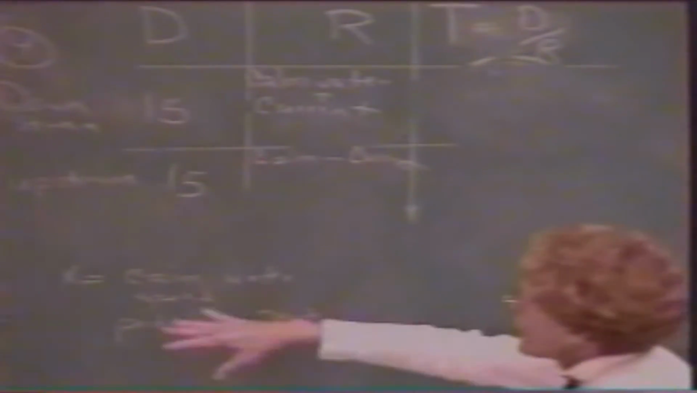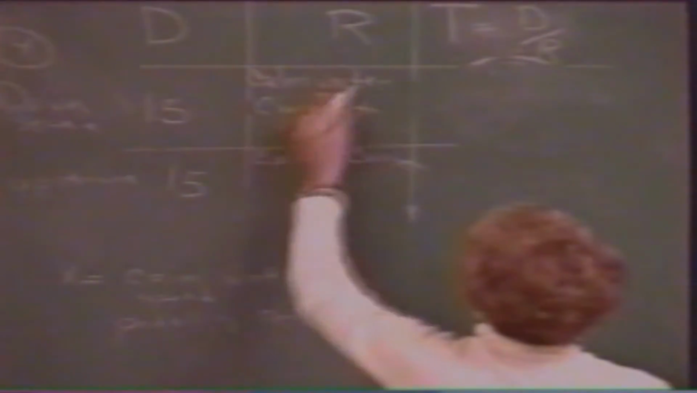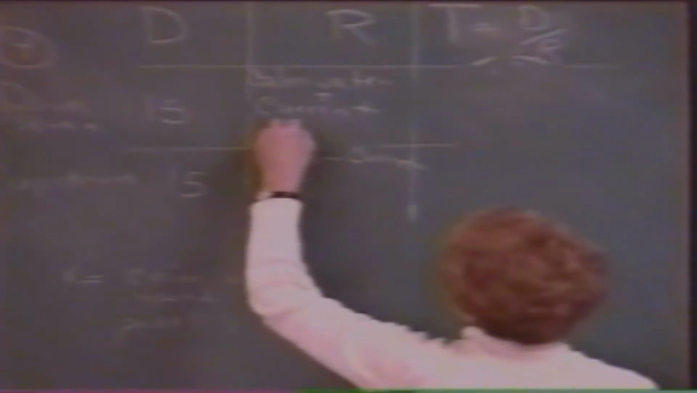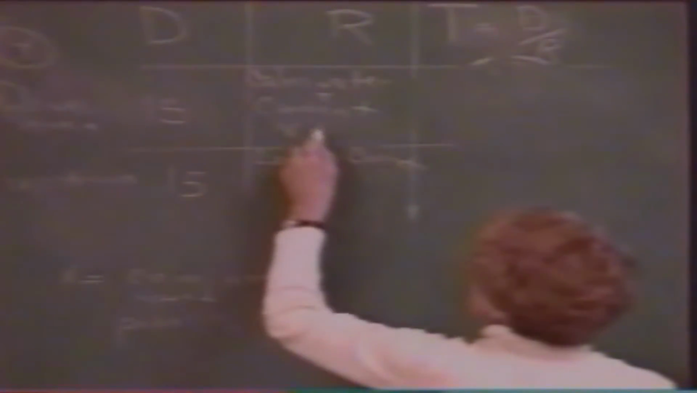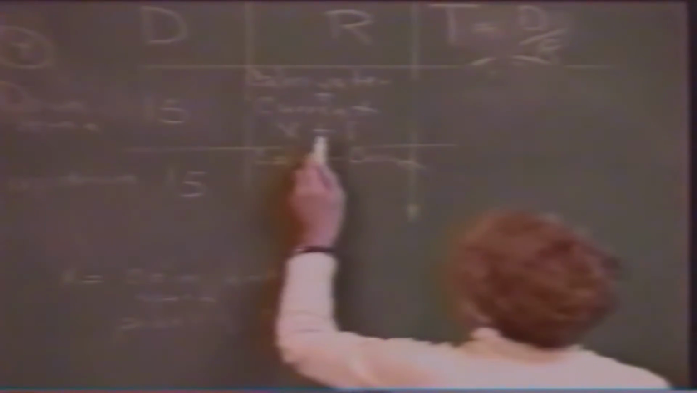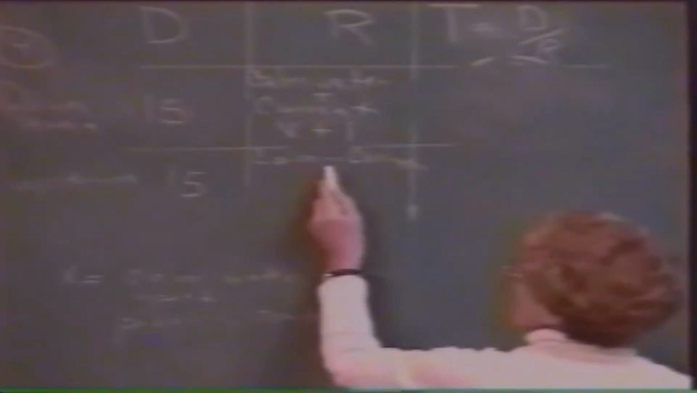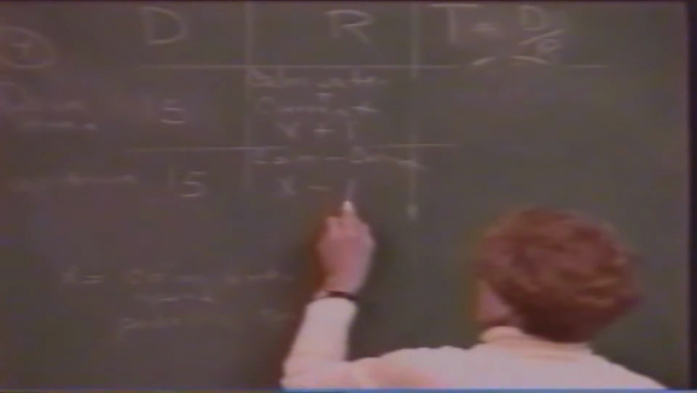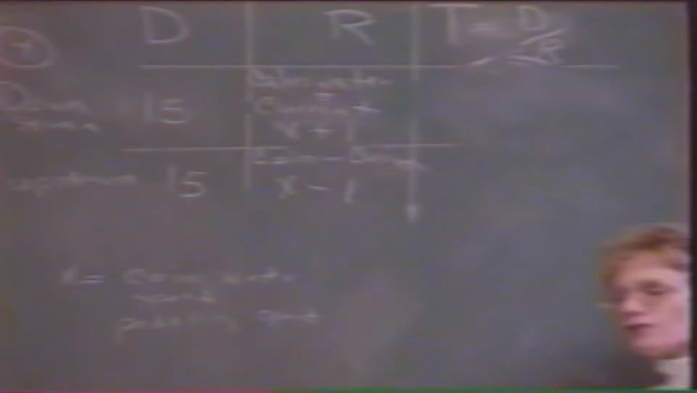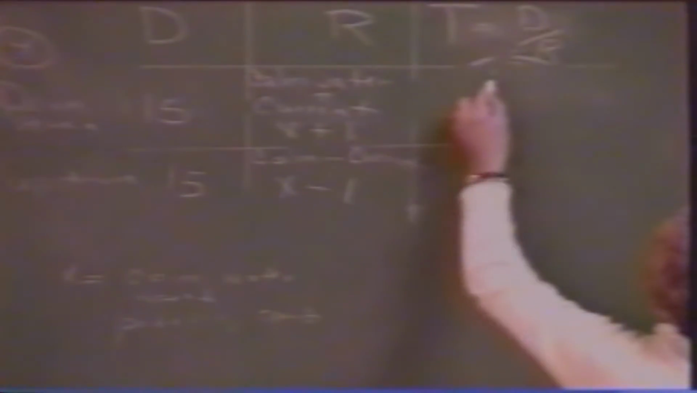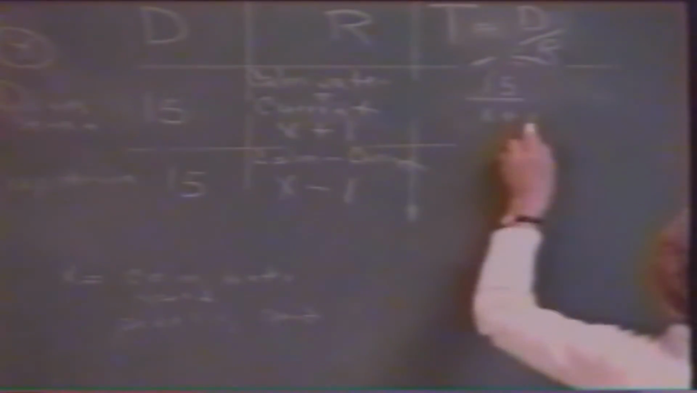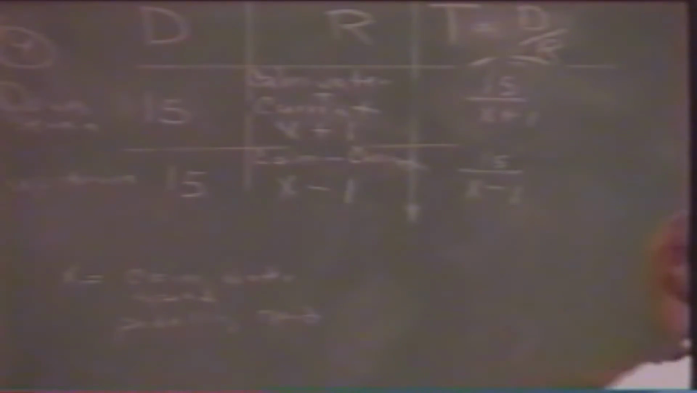So, if we don't know how fast he's actually paddling, but we do know the current is 1 mile per hour, what are we going to put in our rate column here? X plus 1. X for the calm speed plus 1 for the current. And the calm minus the current would be X minus 1. Now, if you will write in your chart, at least the first time you do these with the current and the wind, calm plus current and calm minus current, so you'll remember how to fill those in. Because once you get that filled in, the rest is easy. It's 15 over X plus 1 and 15 over X minus 1.